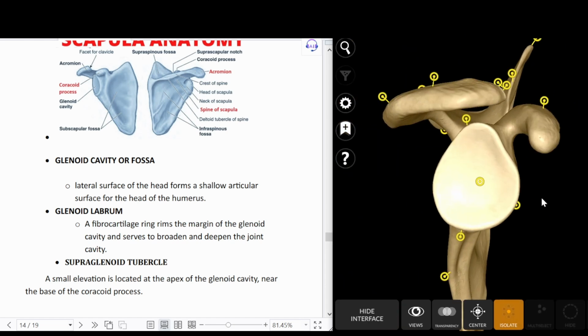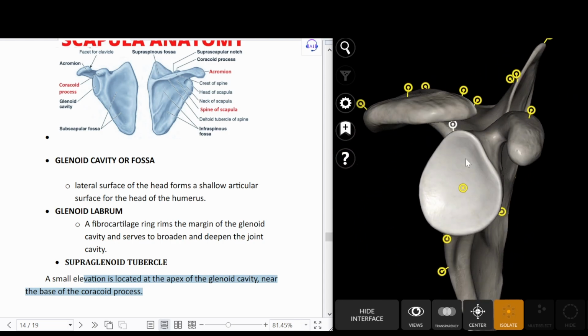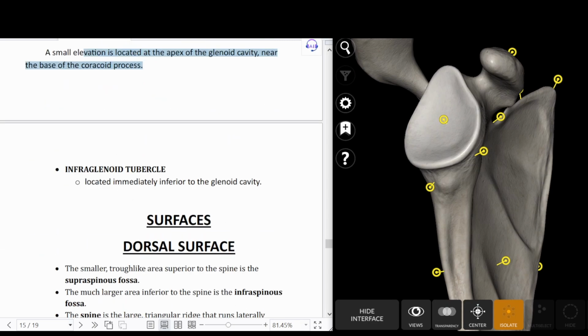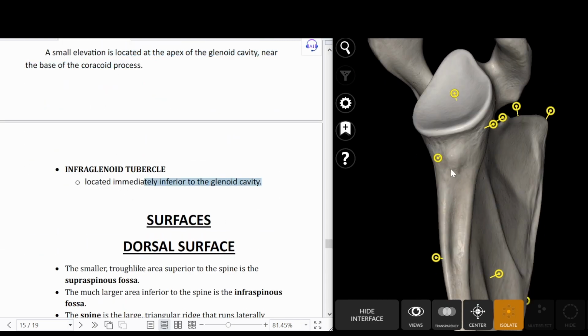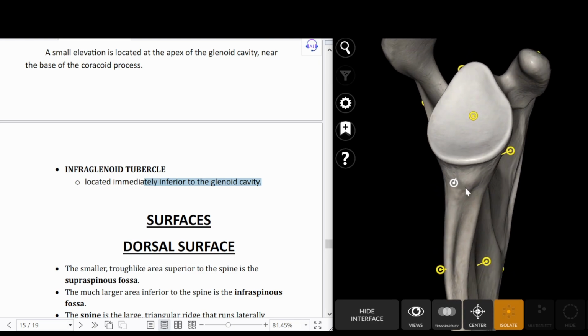Supraglenoid tubercle is a small elevation on the superior end of the glenoid cavity, located at the apex of the glenoid cavity near the base of the coracoid process. So this is your supraglenoid tubercle. And similarly, below there is your infraglenoid tubercle, which is located inferior to the glenoid cavity. It is a small roughened area which is present below the glenoid cavity.